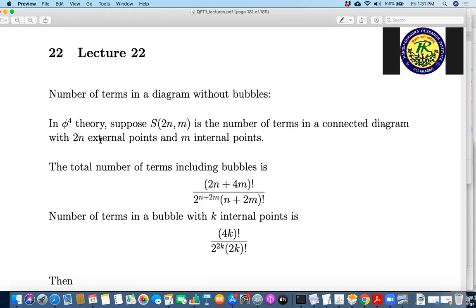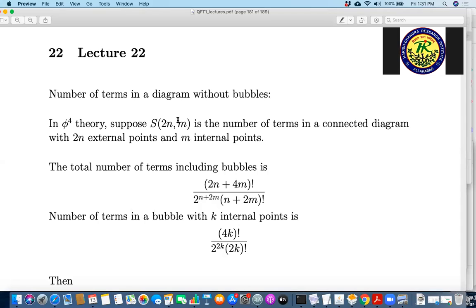So let's consider phi to the 4th theory, the theory that you have been considering. Let's suppose that we have an amplitude, a Green's function with 2n external phi's and m internal vertices, m internal points, which means that each of these points has 4 phi's coming out. We'll denote by S 2n m the number of terms in a diagram without bubbles. Just correct this, this is not a connected diagram; I'll introduce connected diagrams later today.